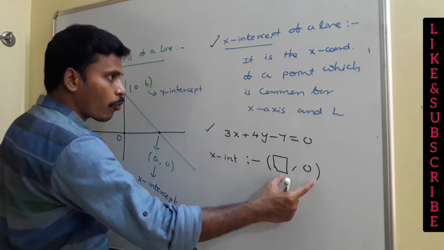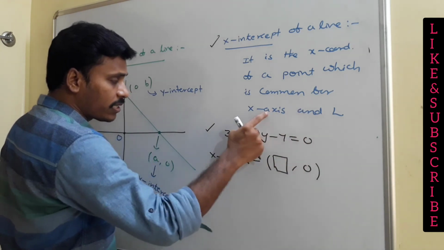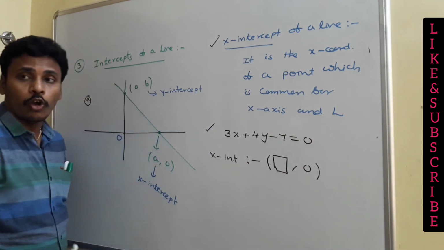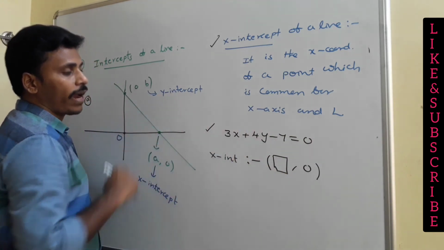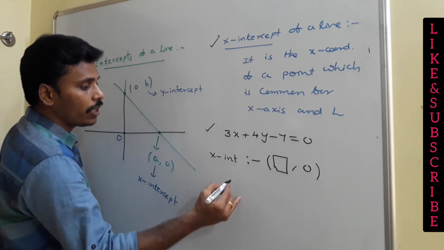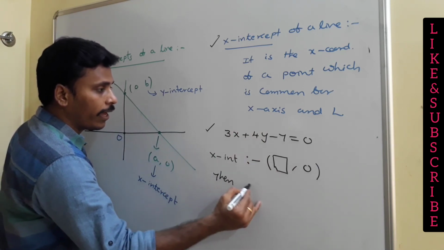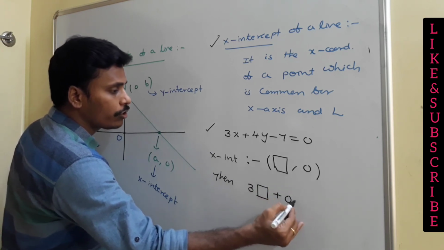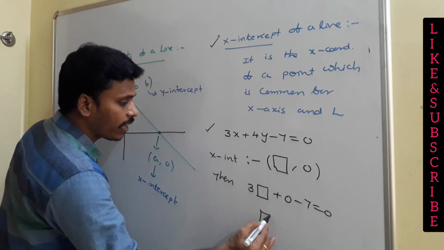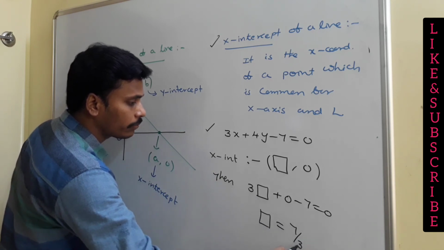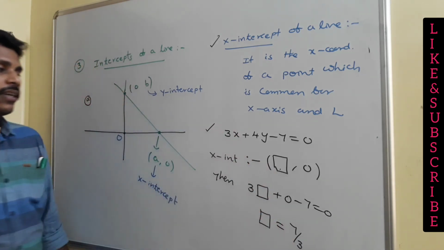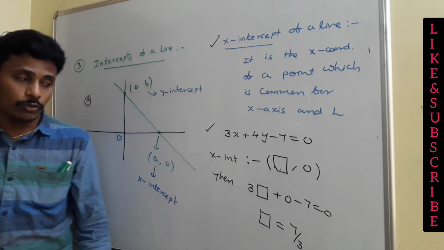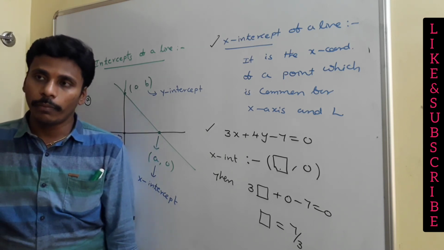As per the definition, this point is common for the x-axis and the line. Since it is on the x-axis, we generalize the format, but it is on the line also. Now replace this point in the equation to find the value. Then 3 into that value, which we need to find, plus 4 into 0 is 0, minus 7 is equal to 0. At the end, that value is 7 by 3, and that 7 by 3 is the x-intercept of the line. In a similar fashion, you can find the y-intercept also. If you find it like that, your y-intercept is 7 by 4.